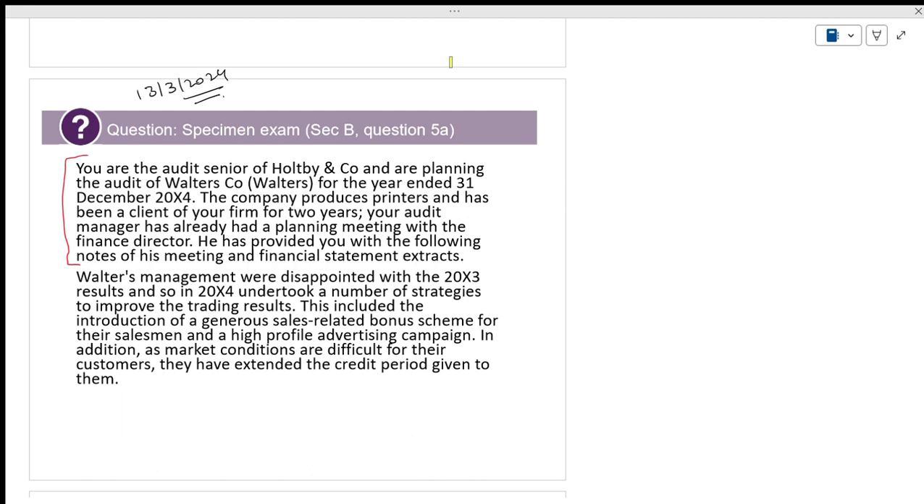Divide each sentence. Okay, every sentence you will get some information. You are required, you are the audit senior. This is the most important. According to that, we have to act.